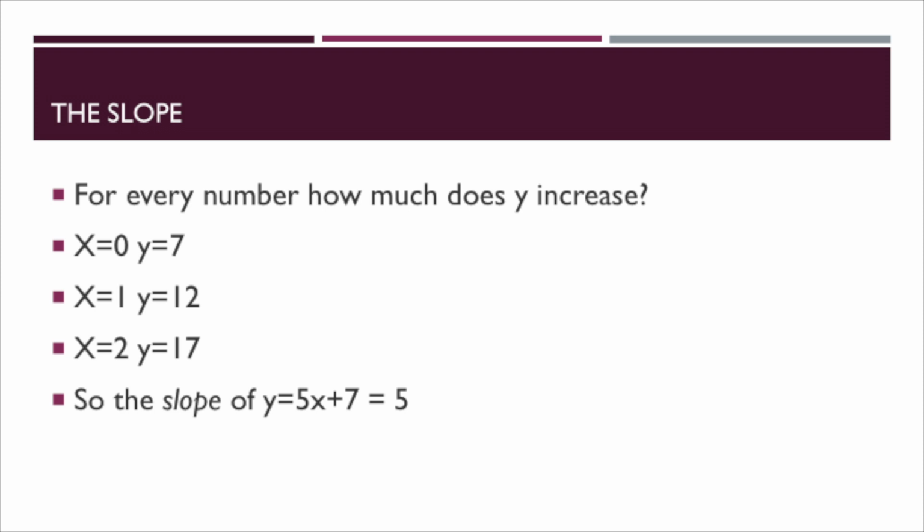Now when x went from 1 to 2, y is now 17, so the slope stayed at 5. So we know that the slope of y equals 5x plus 7 is 5. And by the way, if you hadn't figured this out, you see how it's 5x? Whenever you see equations where there aren't exponents, if you see simply 5x, you're going to know that the slope is 5.